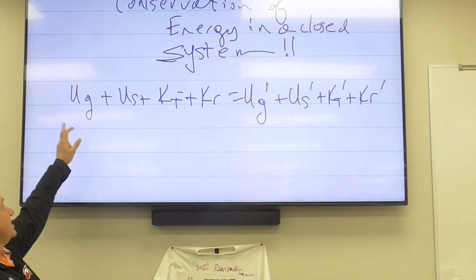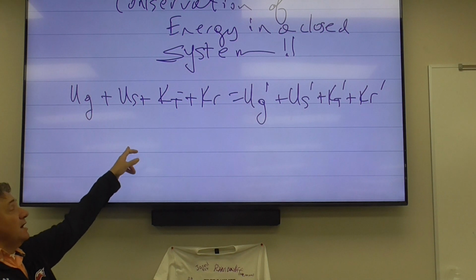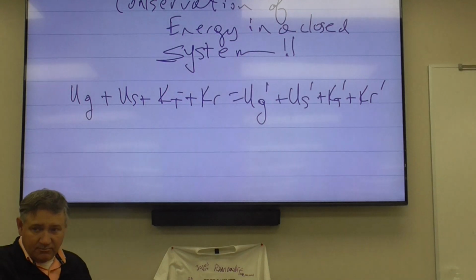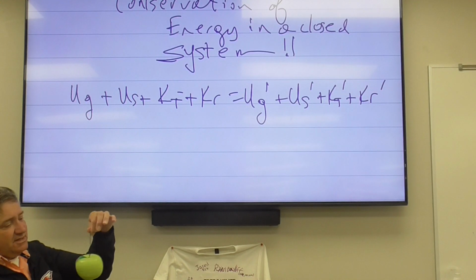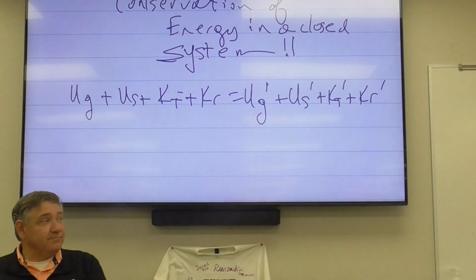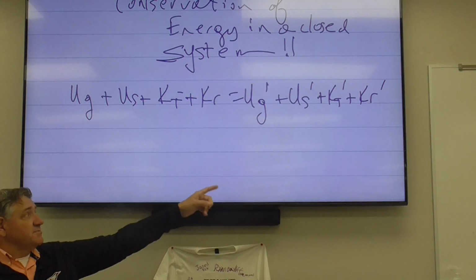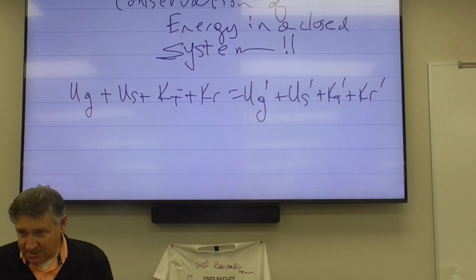That many joules. You need UG, gravitational energy, that many newtons, that many meters. US, which is the energy in the spring; translational kinetic energy, which is just the apple moving; rotational kinetic energy, that's if the apple's gonna spin; and then you have the new gravitational potential energy, the new spring energy, the new translational kinetic energy, and the new rotational kinetic energy.